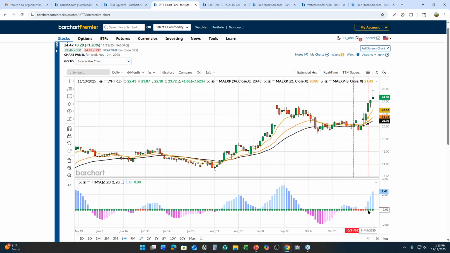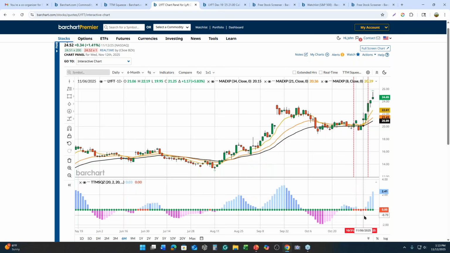Above the 0 line, on the blue bars, we're going to take a long or bullish trade. Below the 0 line, on the pink or purple bars, we're going to take a short or bearish trade. So in this one, we're looking at a bullish trade.